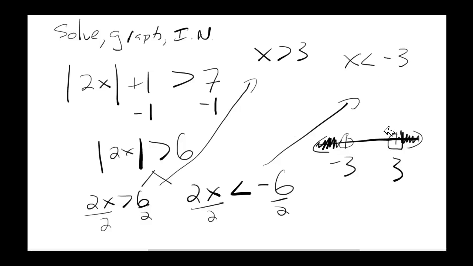Got two pieces here, so interval notation working left to right, way out that way is minus infinity to minus 3. Union whenever you have two pieces, parenthesis 3 to infinity. Okay, I want to look at two more.